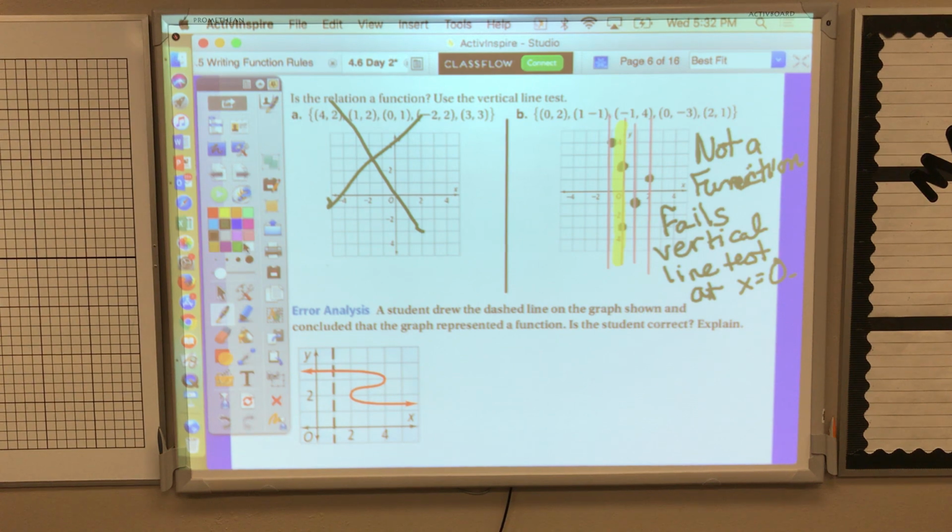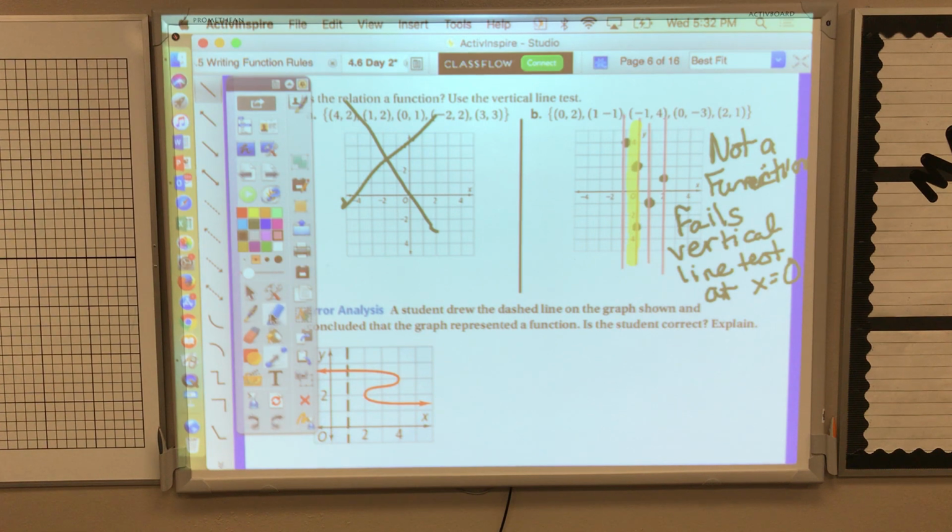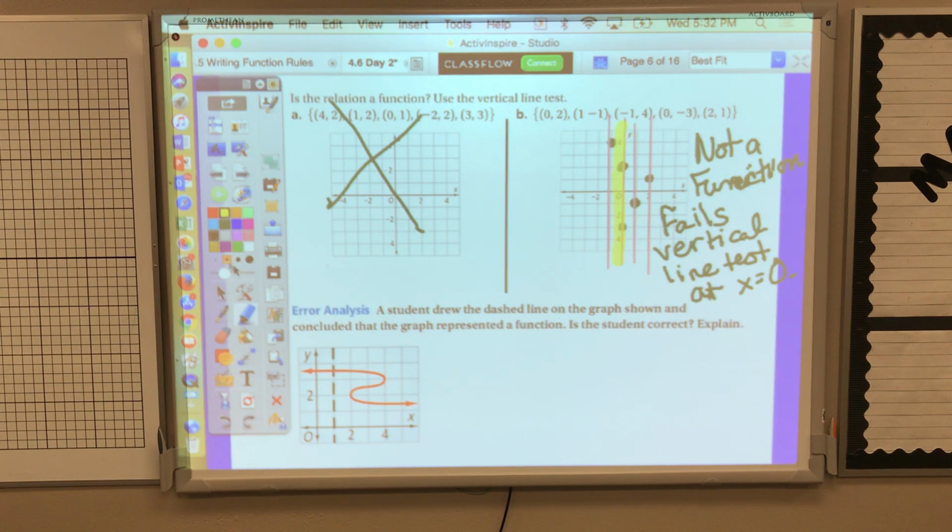Okay, an error analysis problem. A student draws the dashed line on the graph shown and concluded that the graph represents a function. So if I look right here at that dashed vertical line, there's only one dot. There's only one spot where it crosses. So she said that it passes the vertical line test and it is a function. At that dot, she is correct.